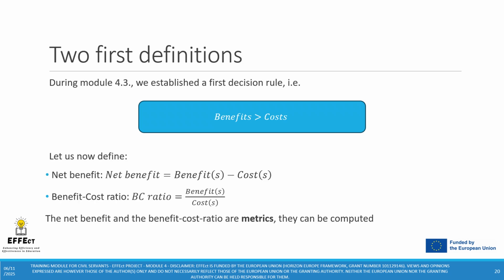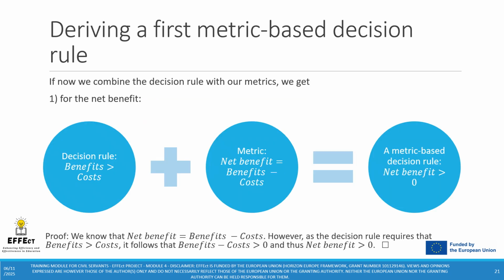Let us now define the net benefit, which are the costs subtracted from the benefits, and the benefit cost ratio, which is given by the fraction of benefits over costs. The net benefit and the benefit cost ratio are both metrics, which means that they can be computed. If now we combine our decision rule with our metrics, we get that this decision rule is validated using the net benefit metric if the net benefit is strictly larger than 0.